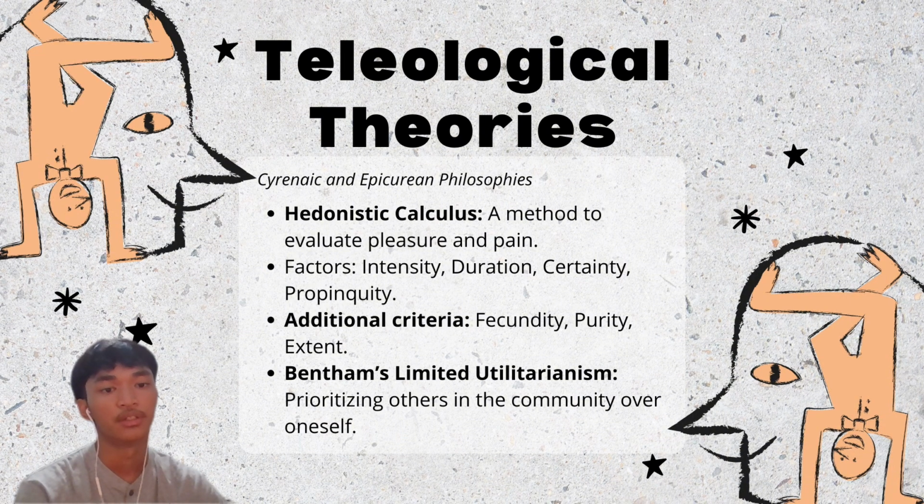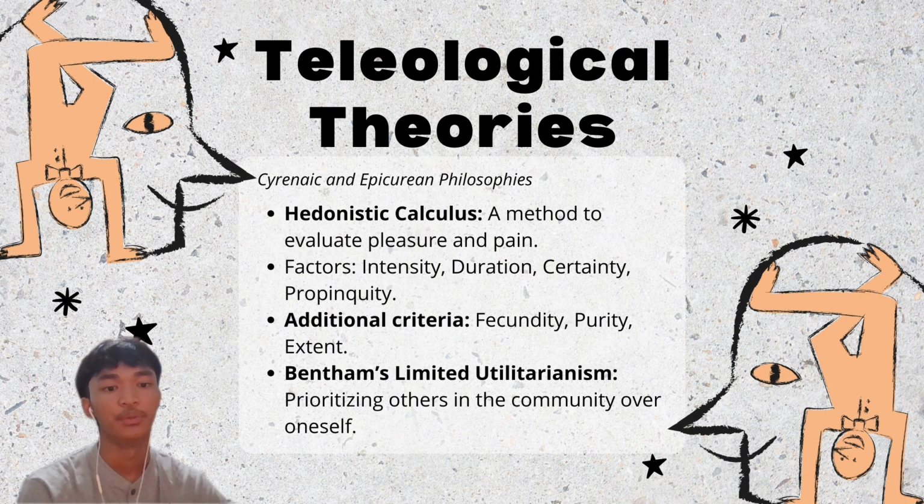Number four, propinquity or remoteness, which is how close the location of the action is in relation to the person that will do the action. Bentham also made three other criteria in case you are in doubt regarding the value of pleasure or pain. Number one is fecundity, which refers to the possibility that the pleasure or pain caused by the action will repeat in the future.